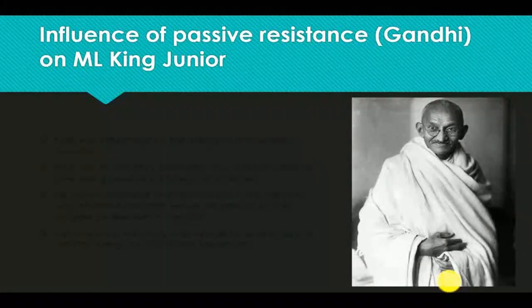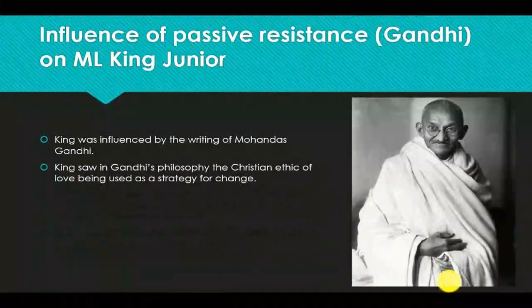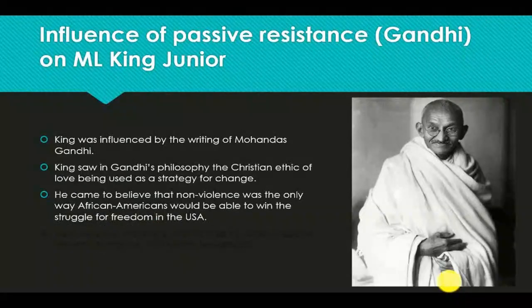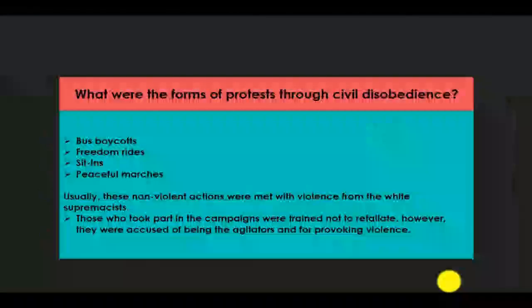So Martin Luther King, like many other people who embarked on passive resistance movements such as Albert Lutuli, was influenced by the passive resistance of Mahatma Gandhi. Okay, so he was influenced by the writing of Mahatma Gandhi. He saw in Gandhi's philosophy the Christian ethic of love being used as a strategy for change. He came to believe that non-violence was the only way that African Americans would be able to win the struggle for freedom in the USA, and non-violence therefore informed all his speeches and actions during the civil rights movement.